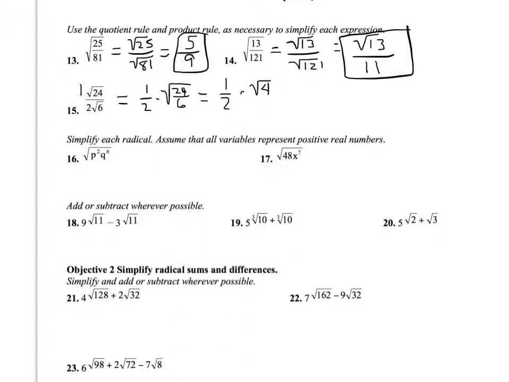Now, the square root of 4, that's a perfect square. This is going to simplify so that we won't even have a radical anymore. You may want to put it over 1 so it looks like a fraction times a fraction, and then you would end up with 1/2 times 2 over 1.